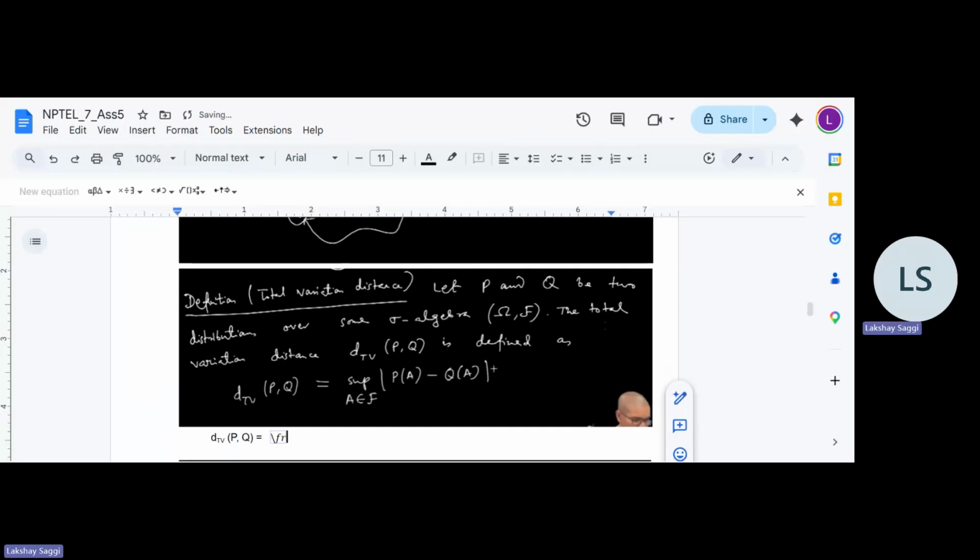So maybe I'll just write it. Total variation distance can actually be written something like this also.